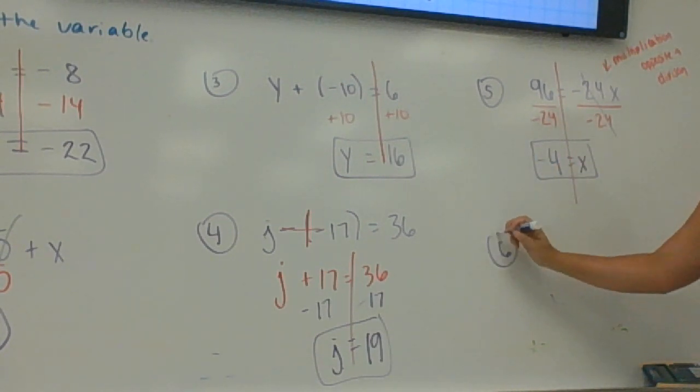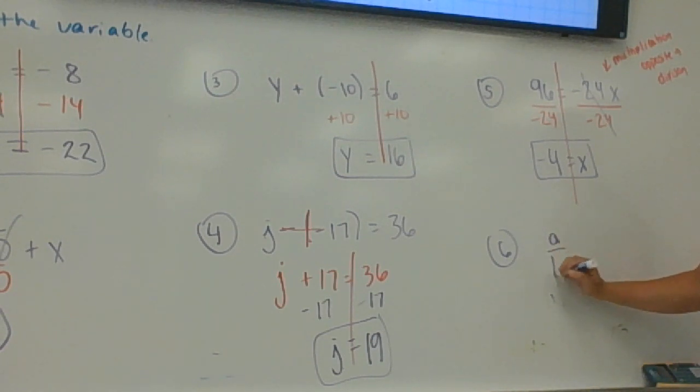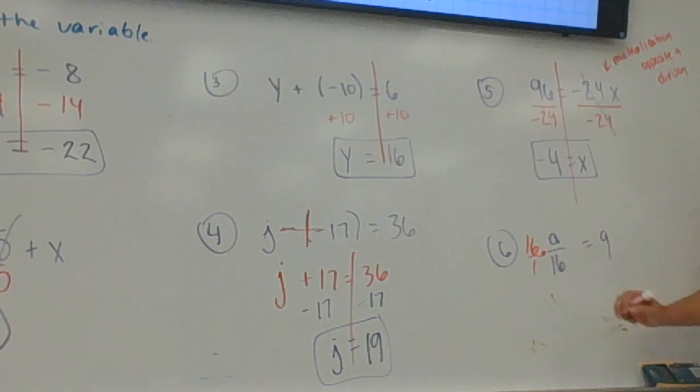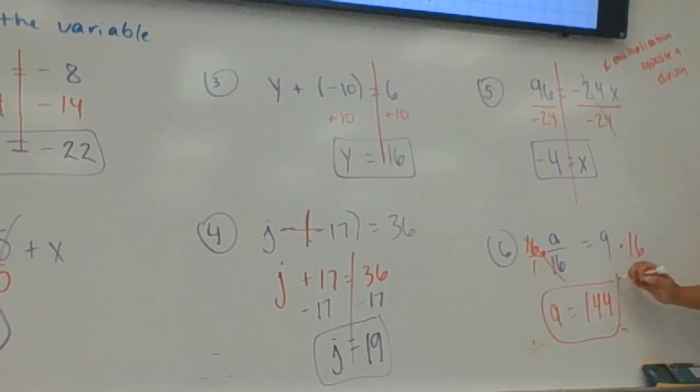And last one, I see A. It's divided by 16. The opposite of division is multiplication, so I'll multiply 16 on this side. That's the multiplicative inverse. Multiply 16 on this side. 144. Who's got a question? Did I go too quickly?